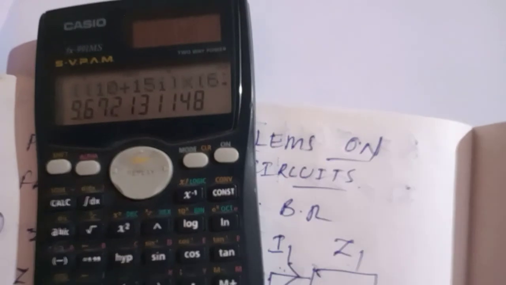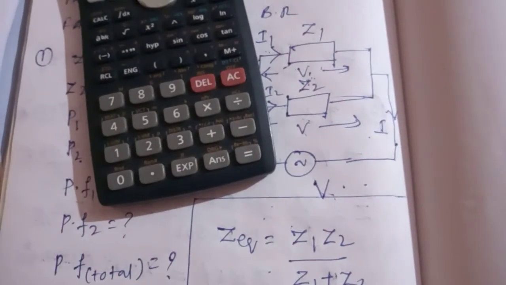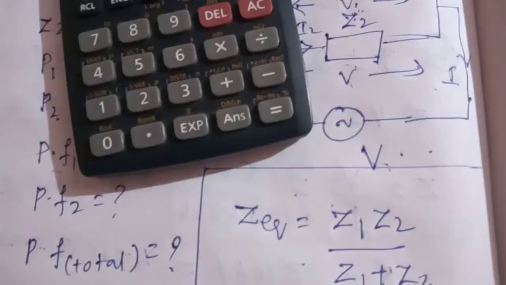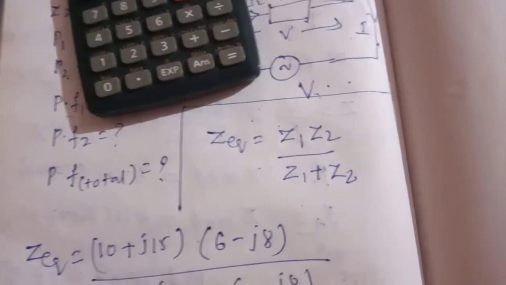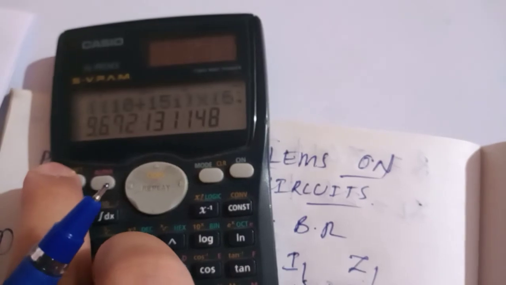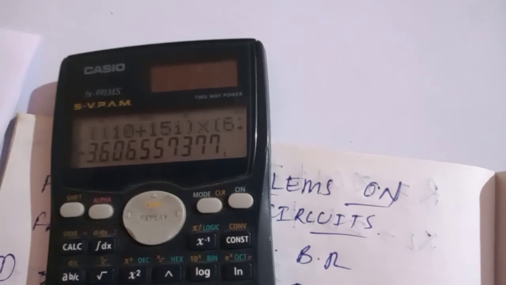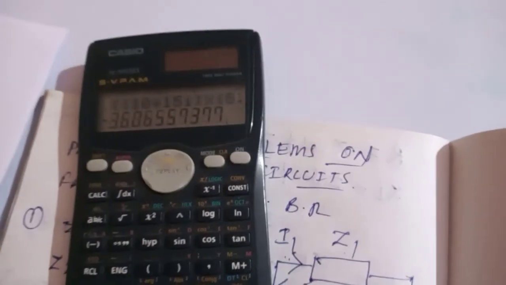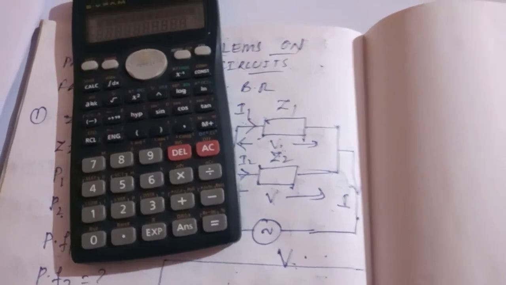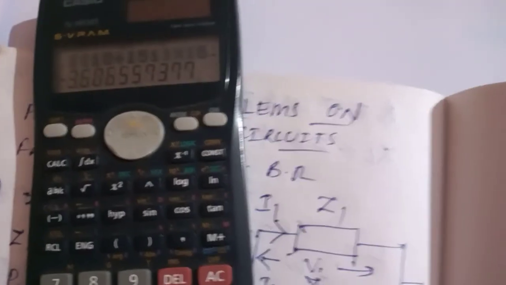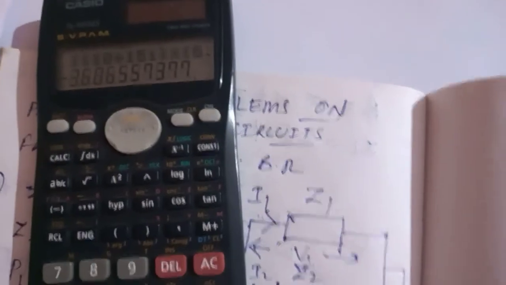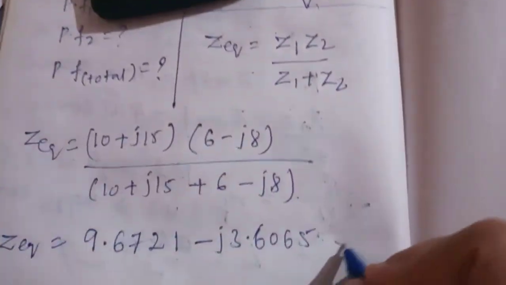It will come around, Z equivalent will come around 9.67 real part, 9.6721. Okay, if I want the imaginary part, shift is equal to, it will come around minus j 3.6065. See here, 3.6065, so and so ohms. So this is the Z equivalent.